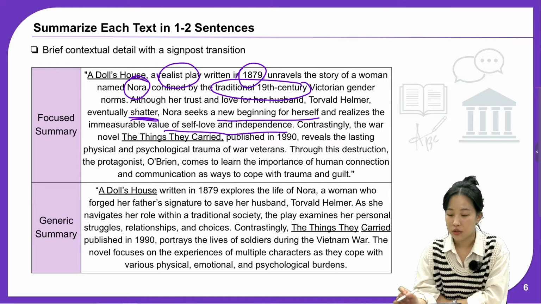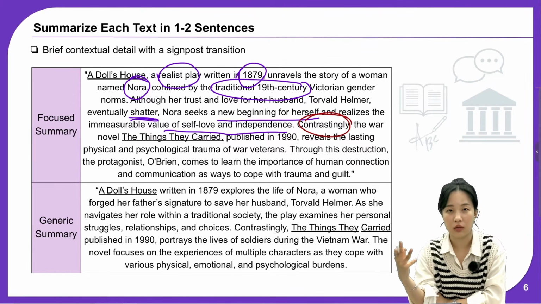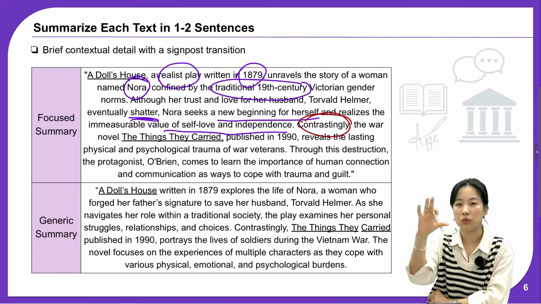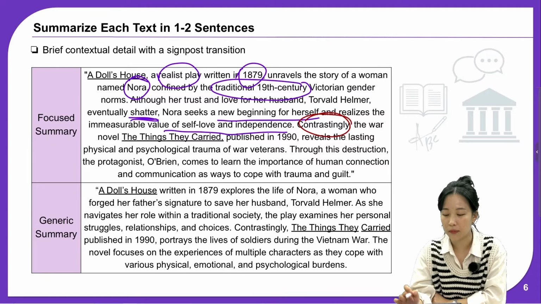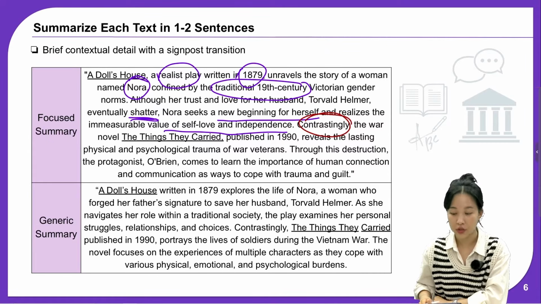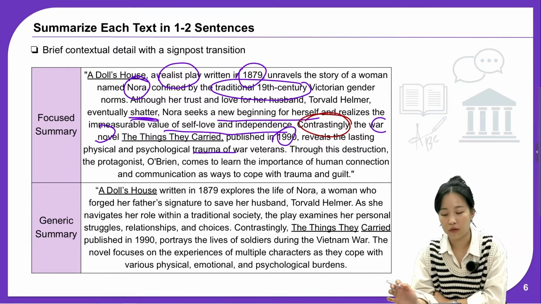And then also, signposting, once again, when we transition between texts. So this is something that you always need when you're transitioning between two texts, regardless of whether it's between paragraphs or within a paragraph. So here, even though it's within a paragraph, we want to start off by saying, contrastingly, the war novel. So we're saying it's different because it's not a realist play anymore. It's instead a war novel. The Things They Carried, published in 1990, reveals the lasting physical and psychological trauma of war veterans.